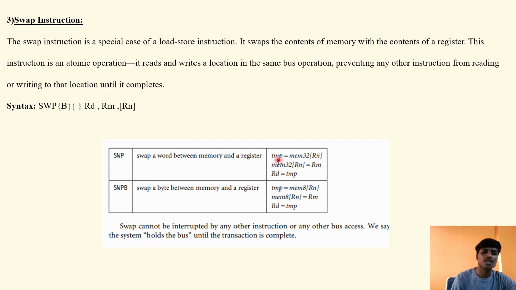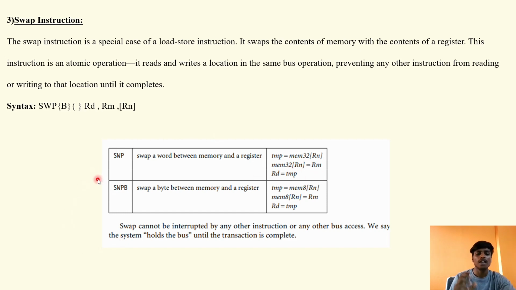TMP is nothing but the temp, and MEM32 is nothing but the memory 32, which is stored in the RN. Memory 32 RN is assigned RM. So the temp is moved to the RD.